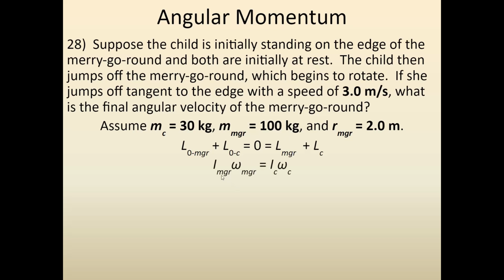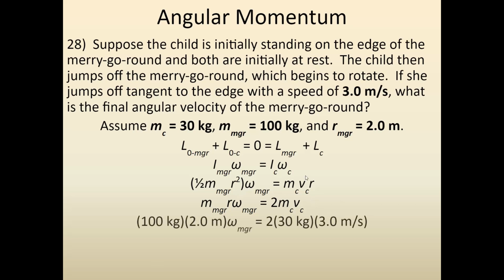We can set the I omegas for both equal to each other, though we're just going to replace the I omega for the child with mvr. Again, this is what we always do. That's how we take a linear setup and turn it into an angular momentum. And then we know what the speed of the child is. So we just move some terms around, get rid of some r's, solve for the angular speed of the merry-go-round, and we end up getting 0.9 radians per second.